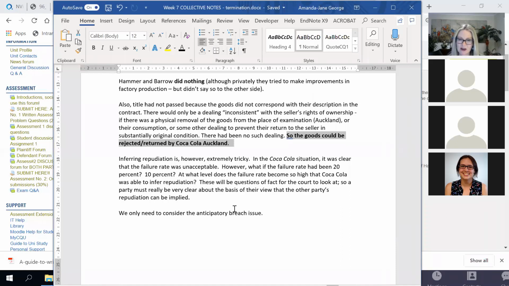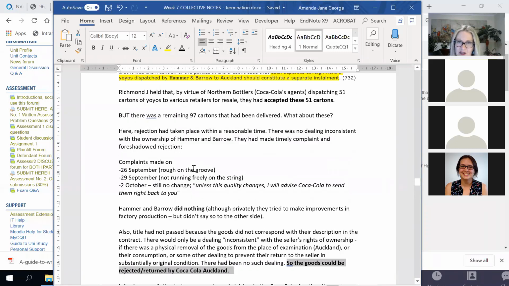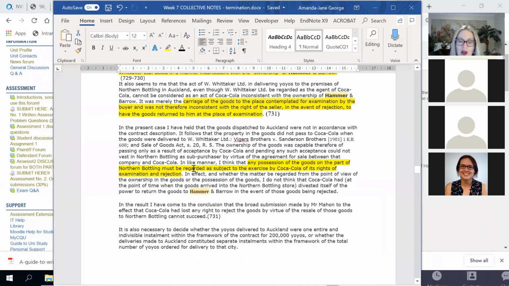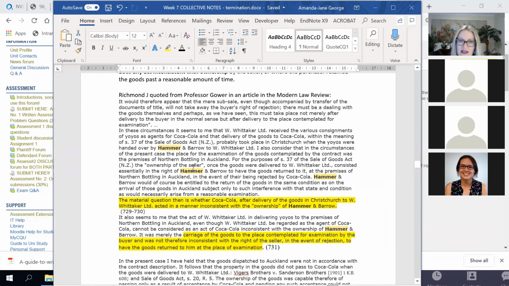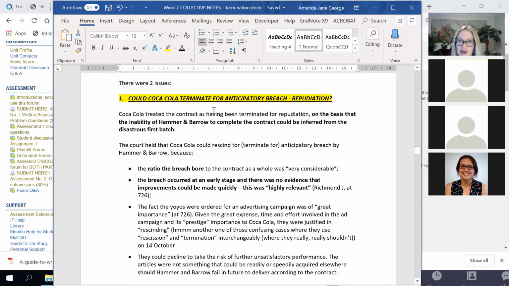So we're talking about anticipatory breach. Okay, there's a couple of different fights that are going on in this case. The first fight is, can we please terminate the whole contract? We don't want to be involved with these jokers anymore. They've sent us 40% of what we ordered, and 80% of that is rubbish, right?